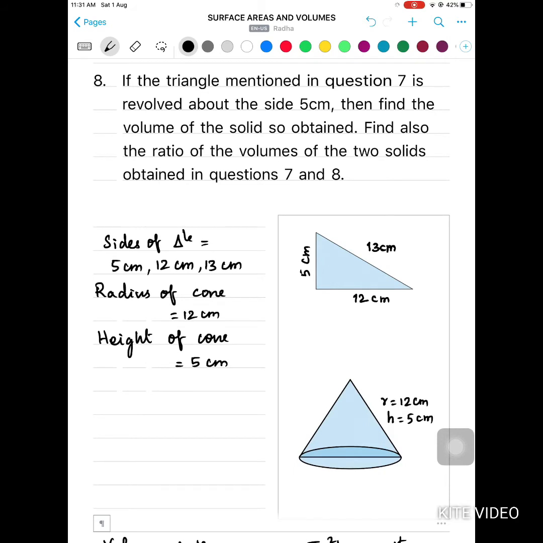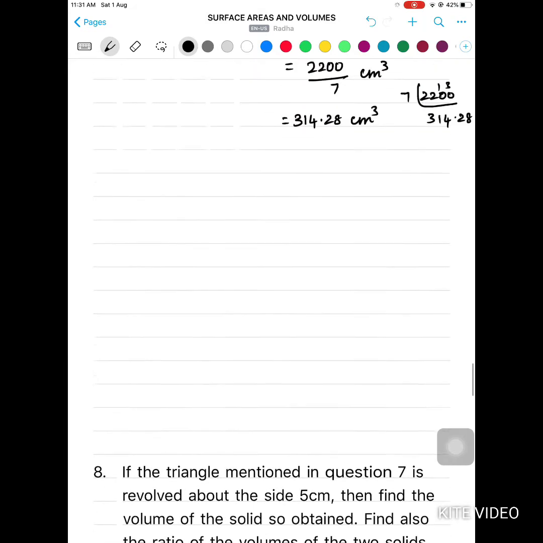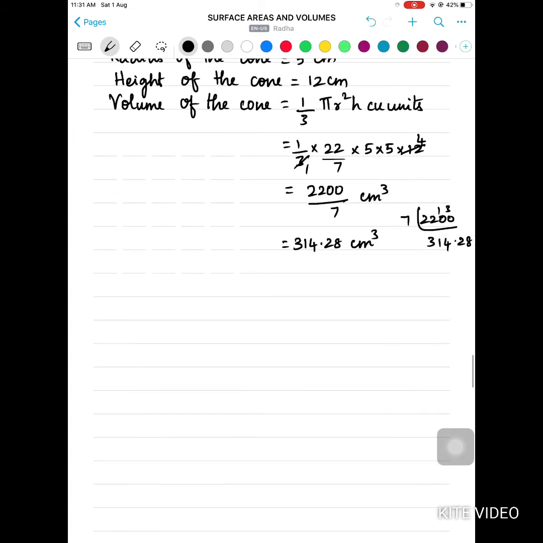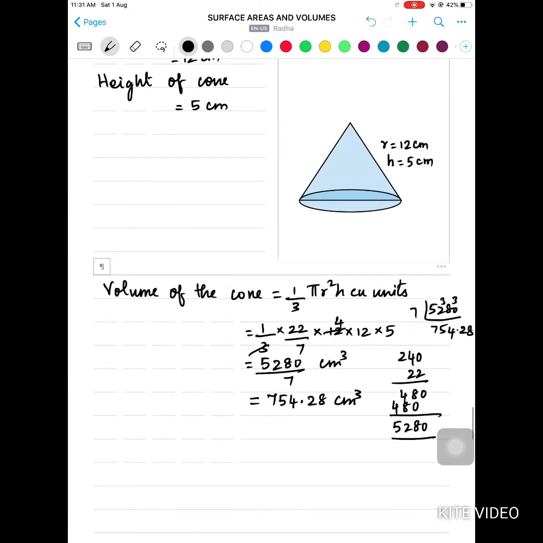And one more question they are asking you to find, that is, find also the ratio of the volumes of the two solids obtained in question number 7 and question number 8. In question number 7, what is the volume we got? 2200 by 7 centimeter cube. And here in question number 8, what is the volume we got? 5280 by 7. So we need to find the ratio of the volumes.